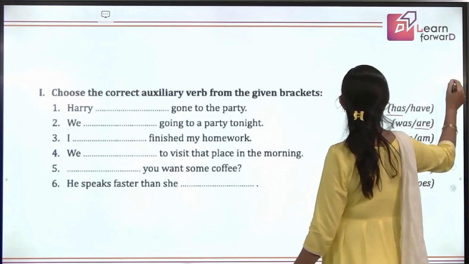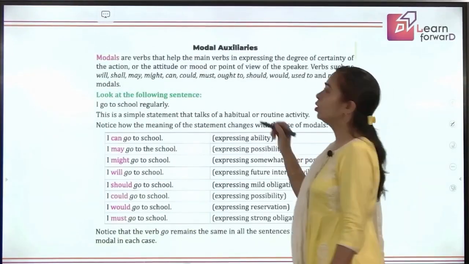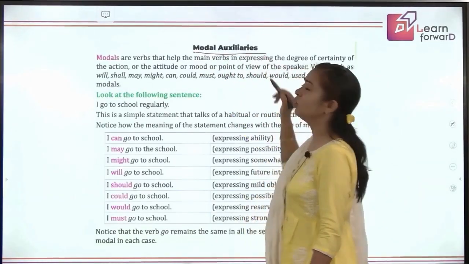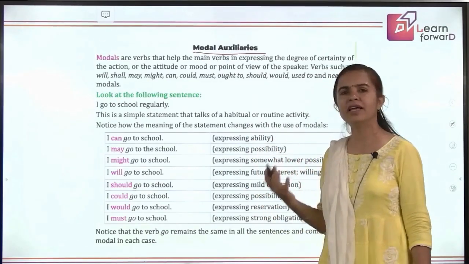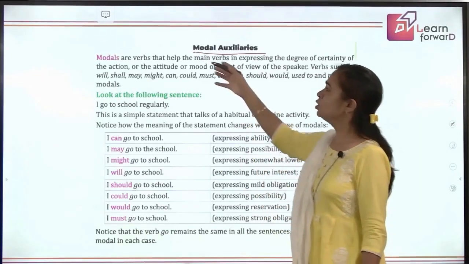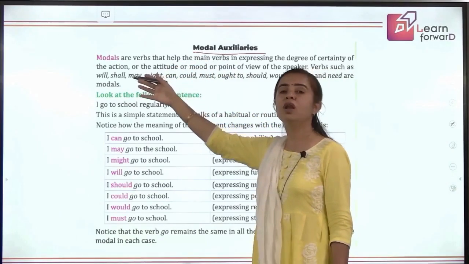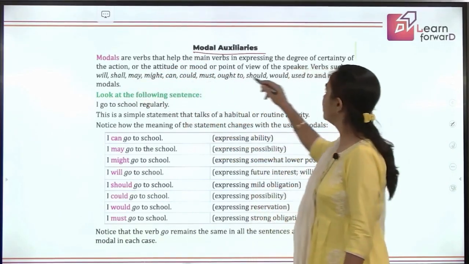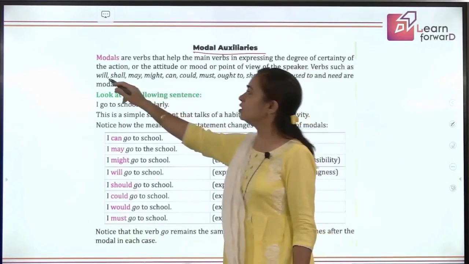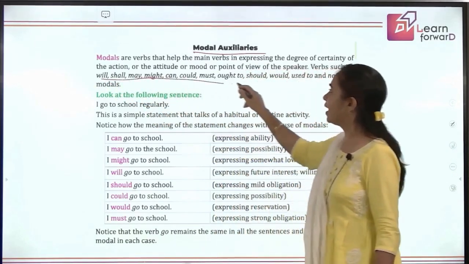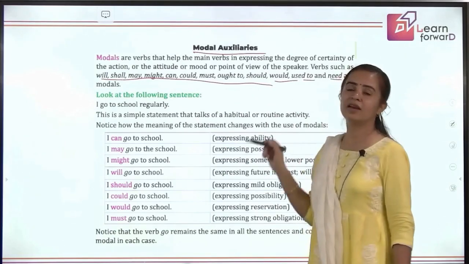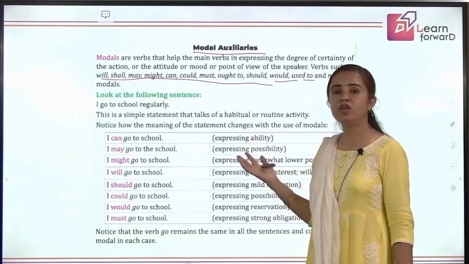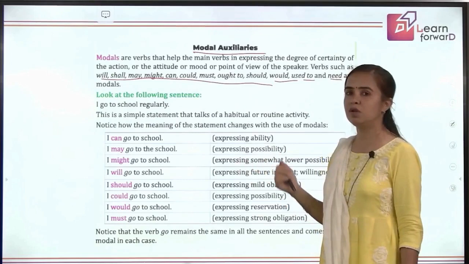Okay, let's move ahead then, and we'll be learning about modal auxiliaries. As I told you, they express the feelings, the mood of the speaker, in what context he is saying. So they are called modals or modal auxiliaries, and the important modal auxiliaries used are will, shall, may, might, can, could, must, ought to, should, would, used to, need, dare, like that. And why do we use them? We have different categories. We'll be learning about them.